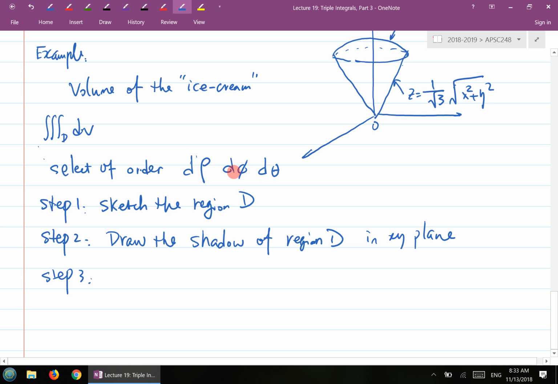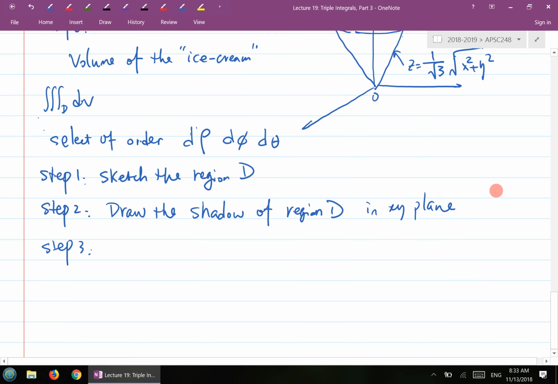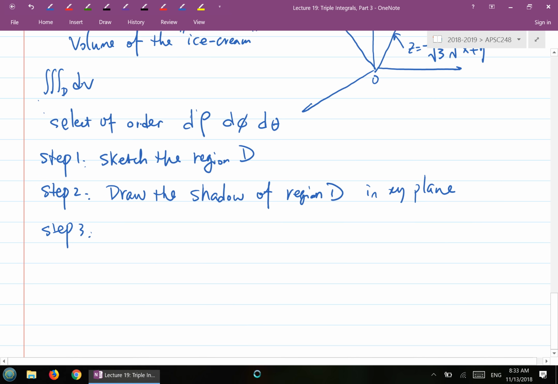Just like cylindrical, remember I demonstrated dz, dr, d theta as a typical order we use for cylindrical. But if you choose a different one like dr, dz, d theta, or dr, d theta, dz, I showed you how you can find the limits too. It's a little unconventional. Okay, so step number 3 is finding limits.